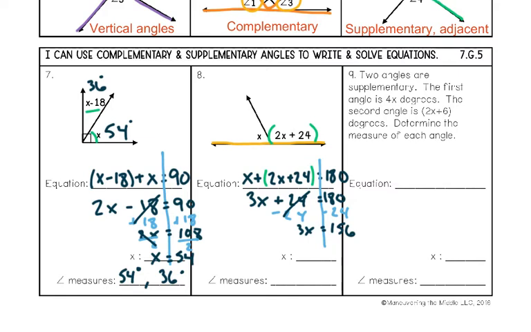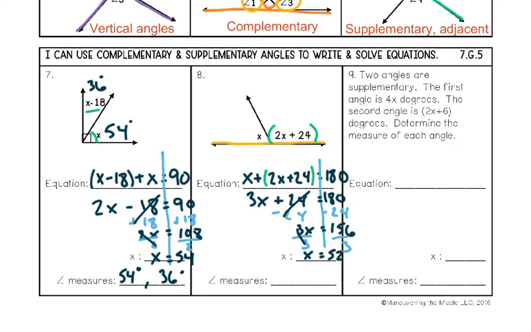And then I see a number next to a letter. That 3x means 3 times x. So I'm thinking, what number times 3 gets me to 156? If I want to undo that, I'm going to divide by 3 to get rid of the times by 3. If I do it to one side, I have to do it to the other side. That leaves me with x equals 52.